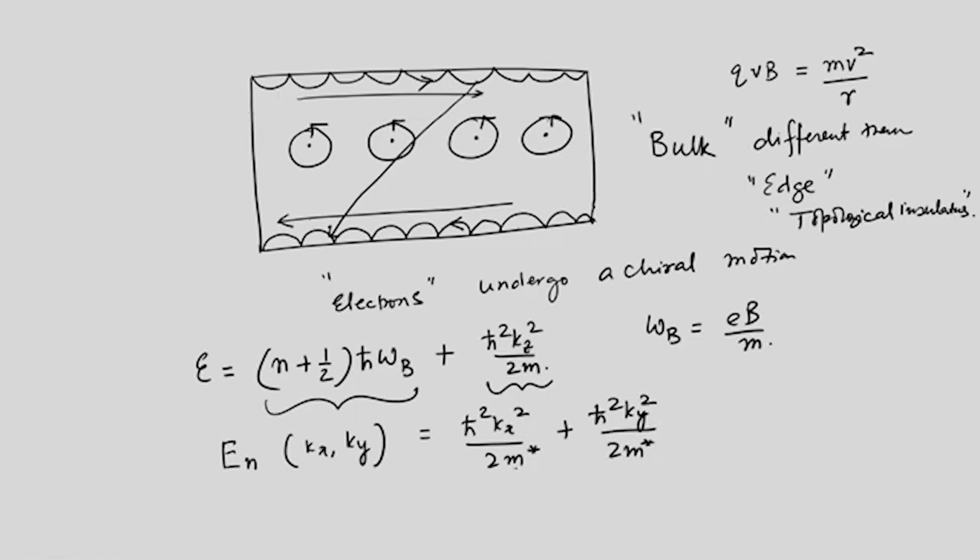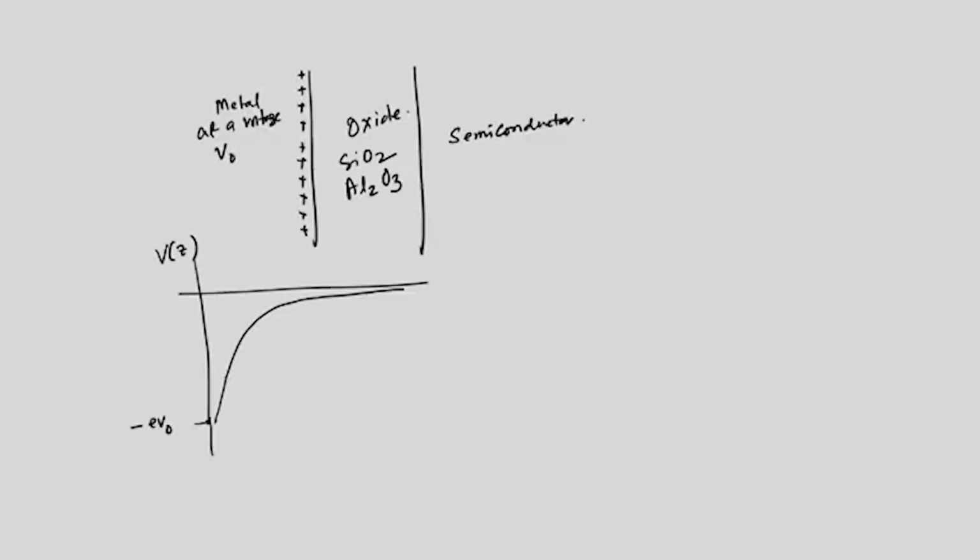You can put it as m_xx and m_yy and so on, where m*_αβ, which is called the effective mass, is nothing but ħ² ∂²E/∂kα∂kβ, and the inverse of it is the effective mass. And just also to remind you how the density of states goes.